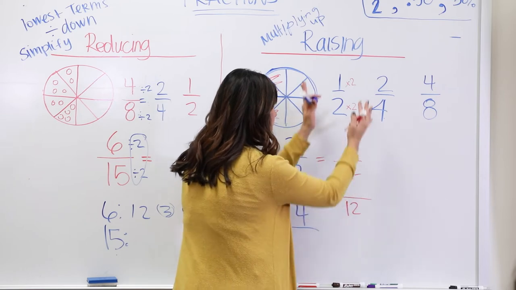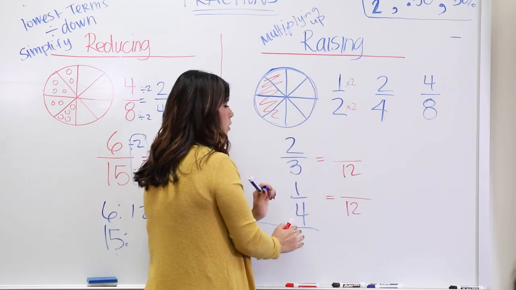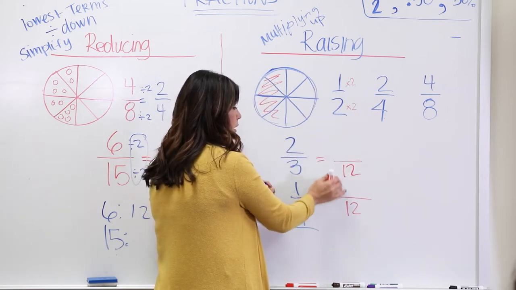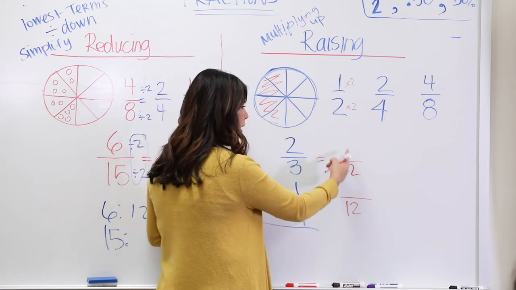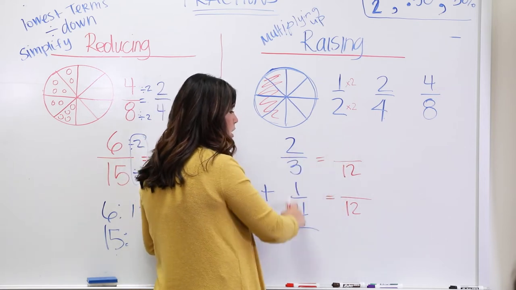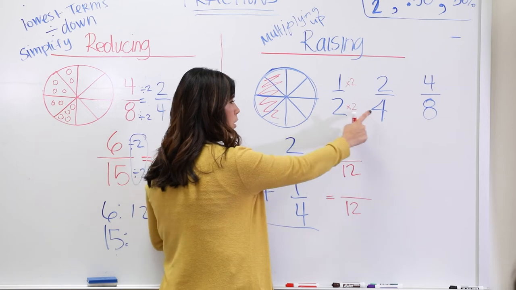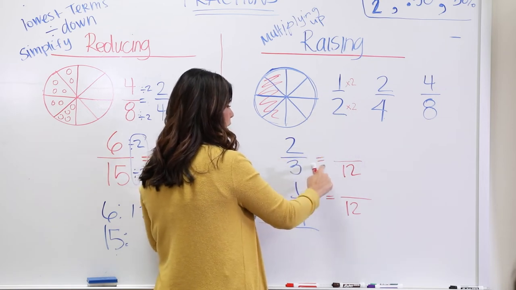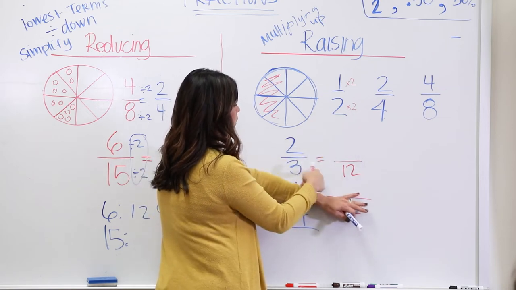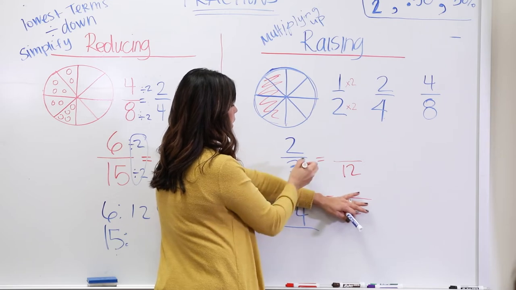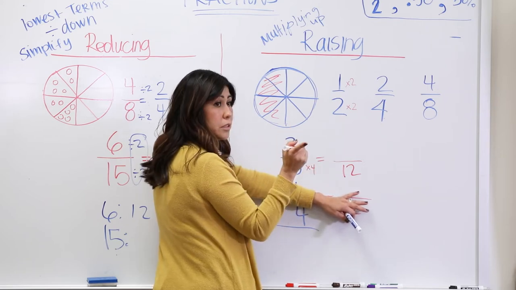Okay, so here's the piece. You'll have to know how to do this. Finding the number is one part. But then how do I get these tops to change without changing these values? You've already done it. This times what gives me 12? 4. Times 4. And our rule is?